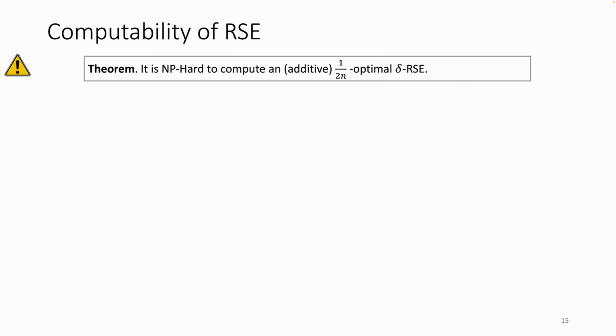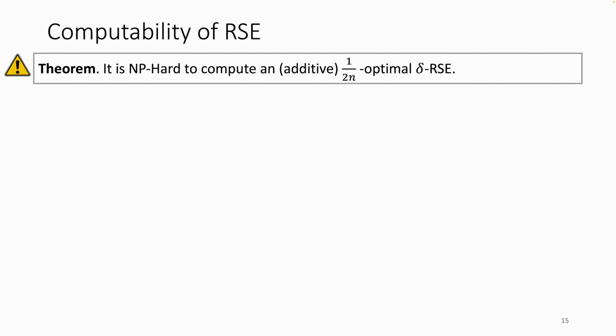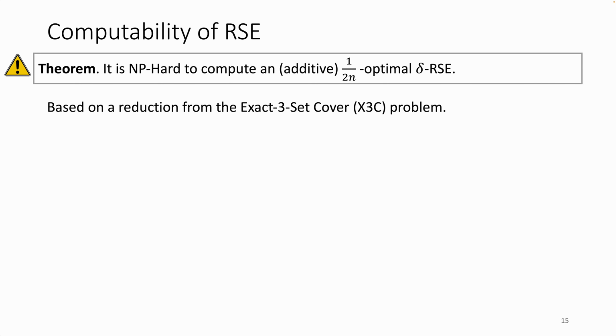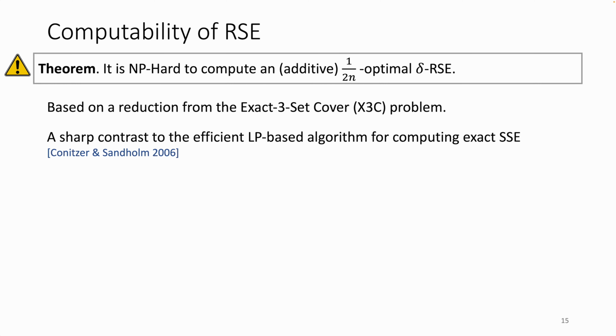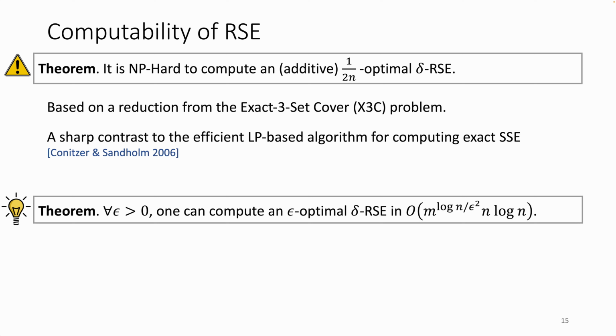Now let's consider the computability of RSE. The first is a negative result. It is NP-hard to compute a 1/2^n-optimal delta-RSE, and this is due to a reduction from the exact set cover problem. This is a sharp contrast to the efficient algorithm to compute the exact SSE due to Conitzer and Sandholm 2006. That said, we are able to show that there is a QP-test algorithm to compute the delta-RSE.